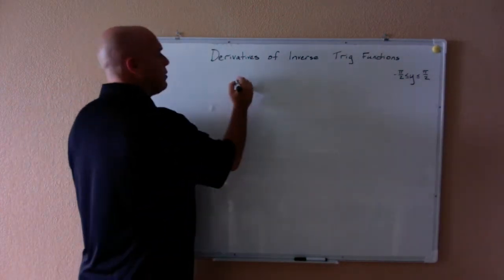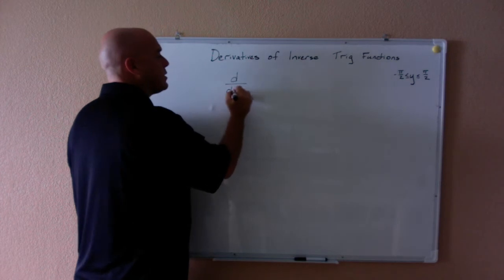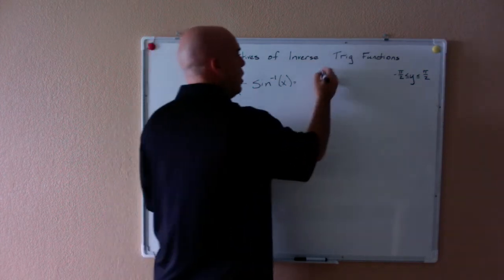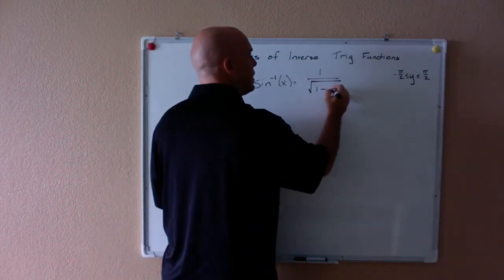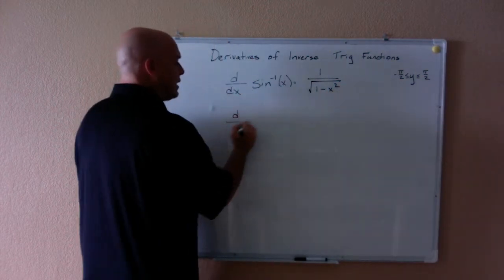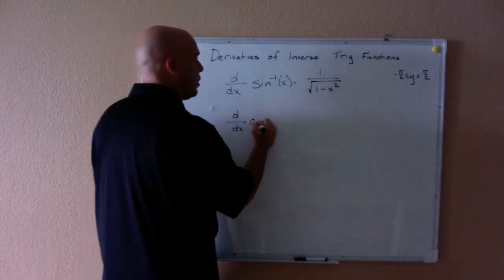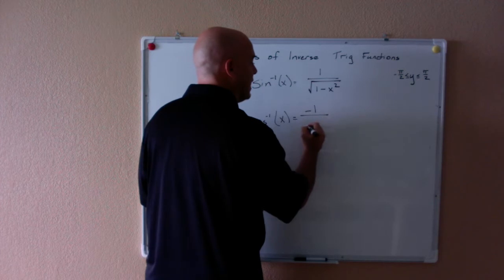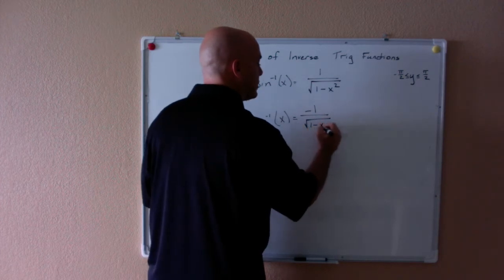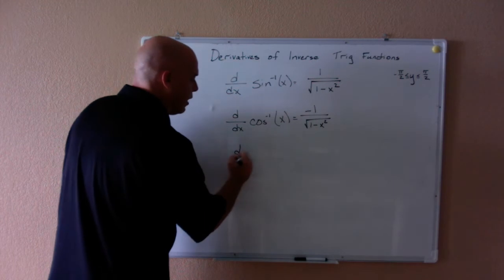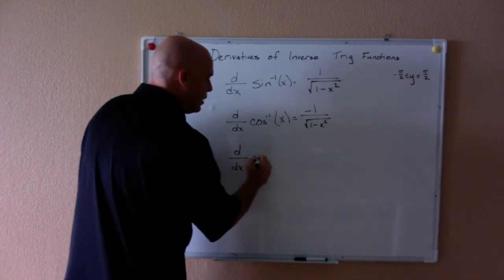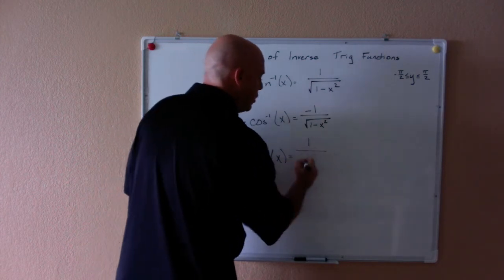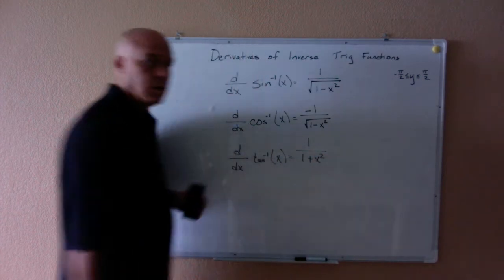First of all, we found that the derivative with respect to x of the arc sine function is going to be 1 over the square root of 1 minus x squared. The derivative with respect to x of the arc cosine function looks very similar. The only difference is that it's negative. So we have negative 1 over the square root of 1 minus x squared. And then the derivative of the arctangent function is going to be 1 over 1 plus x squared. There's no square root involved in that one.